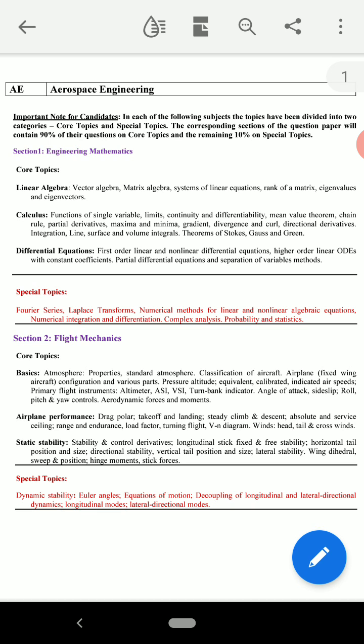The next section will be differential equations. First order linear and nonlinear differential equations, higher order linear ODEs with constant coefficients. Here ODE is nothing but ordinary differential equations, partial differential equations and separation of variable methods.